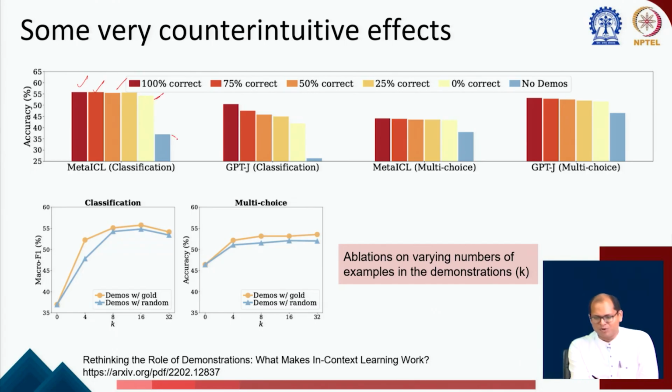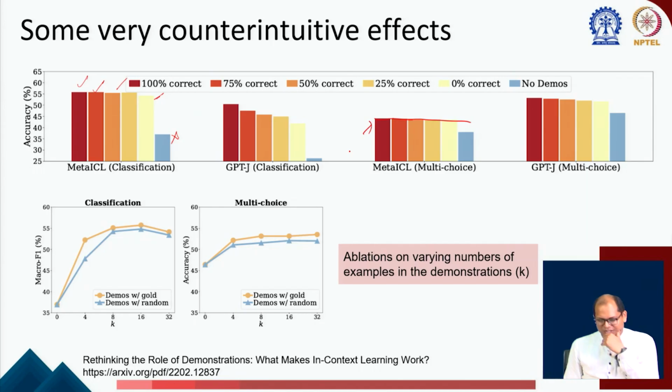And this is no demonstration. You can see, even if you go gradually from 100% to 0%, there is a gradual decrease, but a very minute decrease in the performance. So performance improves when you give all the labels correctly. But even if you just provide examples with wrong information, that's better than not providing any examples.